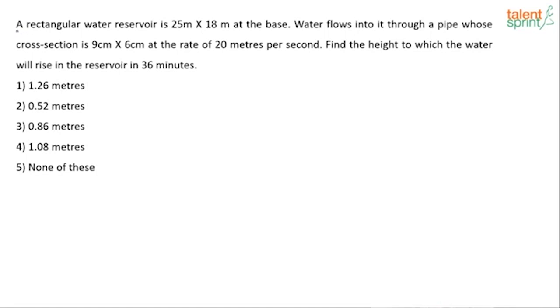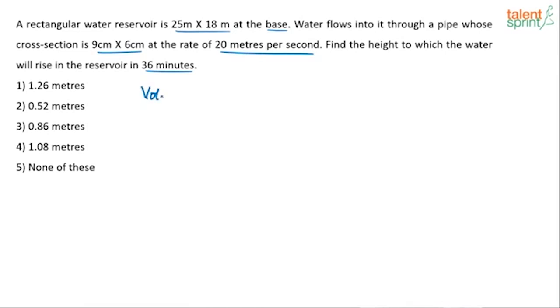Here's the question. A rectangular water reservoir is 25 by 18 meters at the base. Water flows into it through a pipe whose cross section is 9 centimeter by 6 centimeter at the rate of 20 meters per second. Find the height to which the water will rise in the reservoir in 36 minutes. While it looks to be a complex question, if you know the concept, it's a very simple volume based equation.